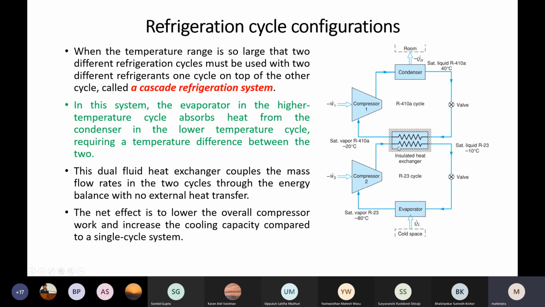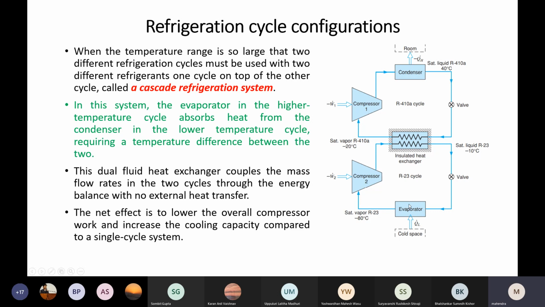But what are we doing over here? These two are individual systems, working fluids, and nowhere do those working fluids mix. The only thing is, here you have an evaporator. Here you have an evaporator. This is your cold space.